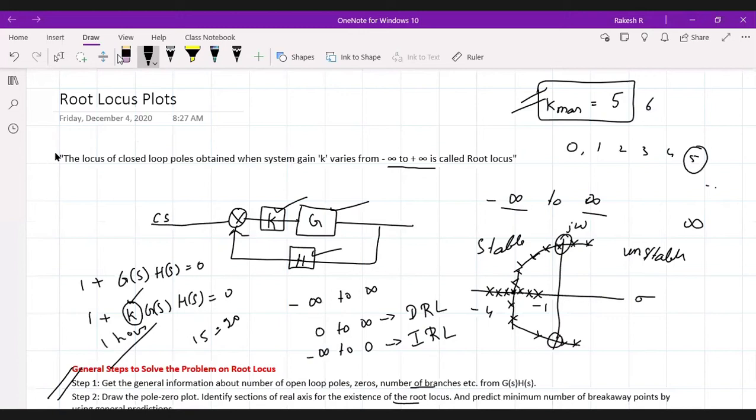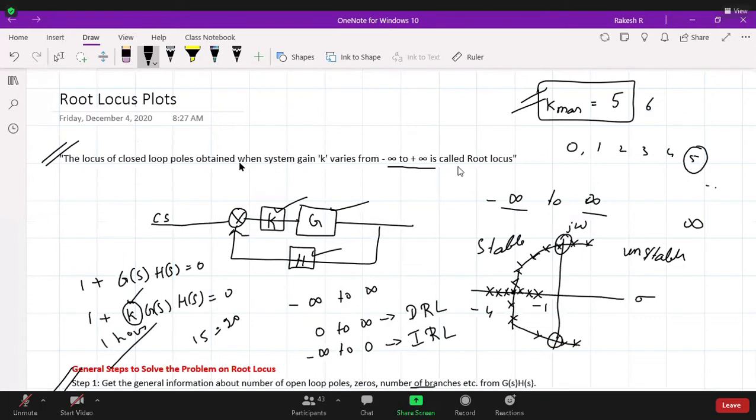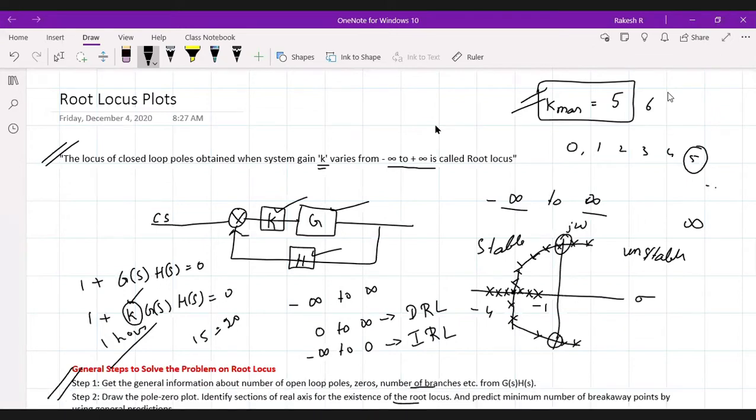Right? This definition you need to remember. The root locus of a closed loop pole is obtained when a system gain k varies from minus infinity to infinity. We call that one a root locus here. Right, this is what the root locus part is.